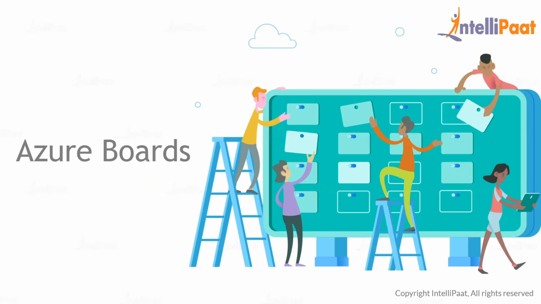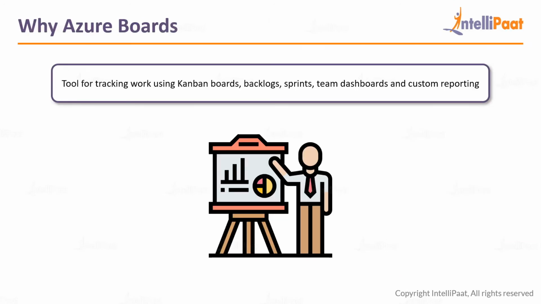So first, let's start off with Azure Boards. This particular tool is for tracking work. It is like a Kanban board or a sprint board or a backlog board. Basically, you can create work items and issue them to a particular person. Let's say you have 10 developers in your team and you want to issue a particular task to 3 developers. You can create the task in Azure Boards, then assign it to them.